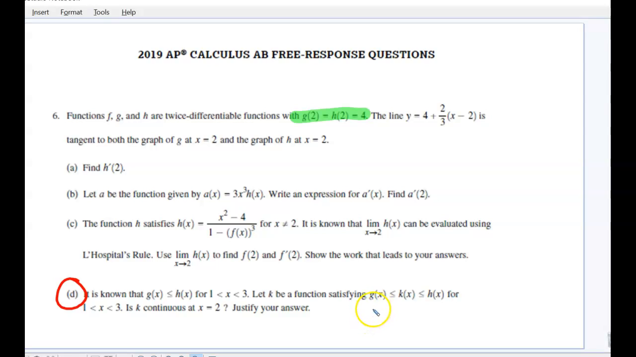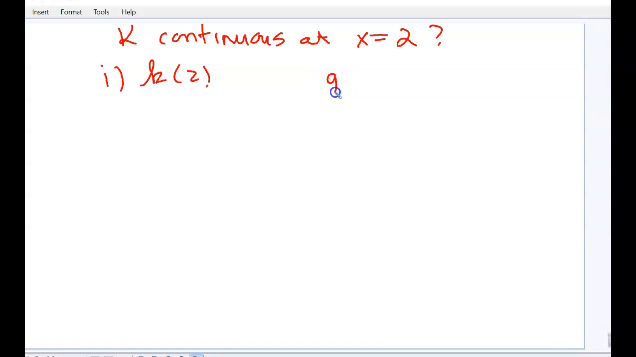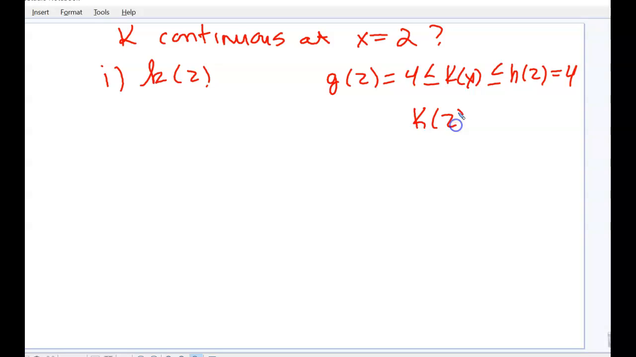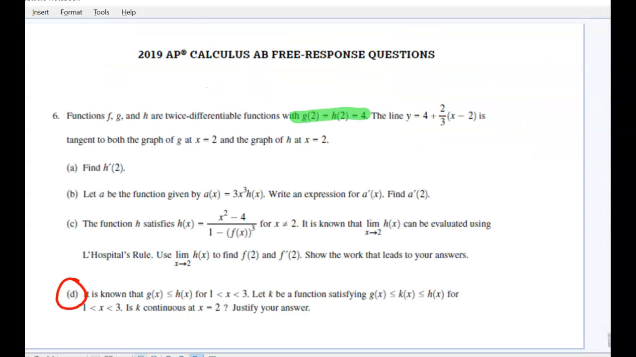g of 2 is equal to 4 and h of 2 is equal to 4. And if k of x is between these two, it makes sense that k of 2 also has to equal 4. So I've shown that the value of the function at 2 is 4. So now I have to show that the limit as x approaches 2 of k of x is also equal to 4.